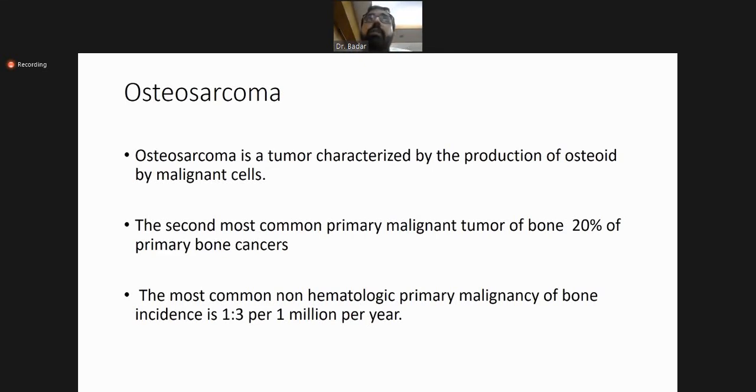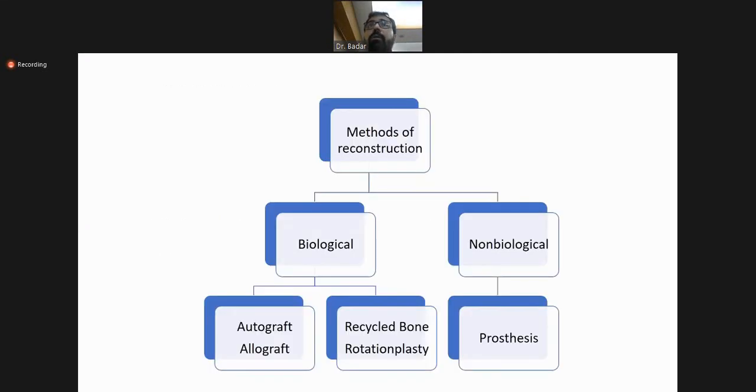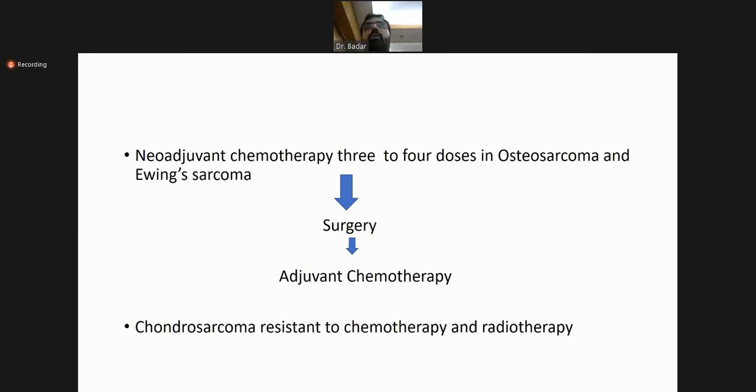Treatment for Ewing sarcoma and osteosarcoma is the same, while chemotherapy and radiotherapy are not used for chondrosarcoma. Surgery is the only treatment for chondrosarcoma, while in osteosarcoma it is neoadjuvant first and then adjuvant chemotherapy. Hope you got the message.